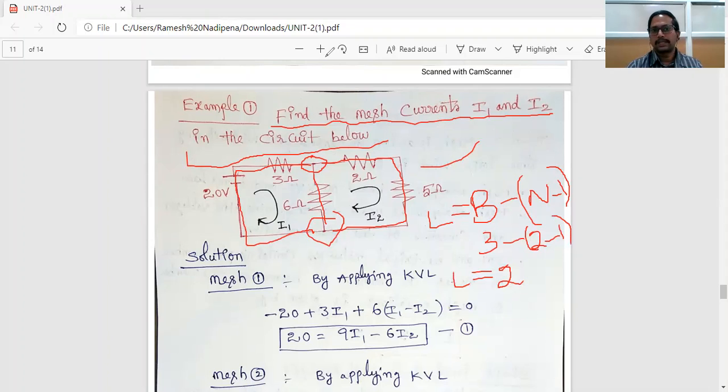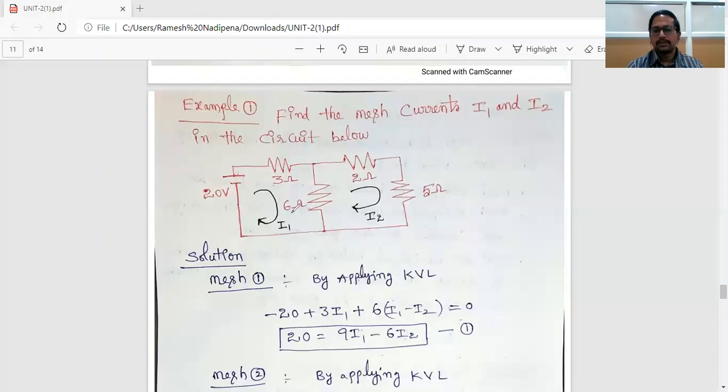Let us move on to the second step. How many meshes are there? 2 meshes are there, as per the given expression. Now step number 2: assign mesh currents to the identified meshes. So the first mesh current is I1, the second mesh current is I2. Simple. Step 2 is also completed.